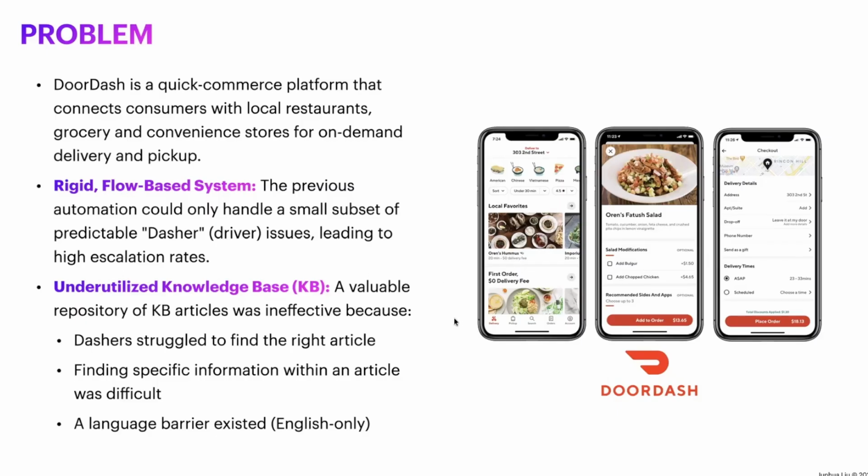There are two problems listed here. First, they have a rigid, flow-based system, in that the previous automation for customer support only handled a small subset of predictable Dasher issues. The Dashers are the drivers, leading to high escalation rates. Escalation means uplifting a conversation from talking to a chatbot to talking to a human customer support agent. One of the goals of a chatbot is to reduce the escalation rate, because the whole point of implementing a chatbot is to reduce the need for human support while maintaining or improving customer reviews or customer loyalty, right?